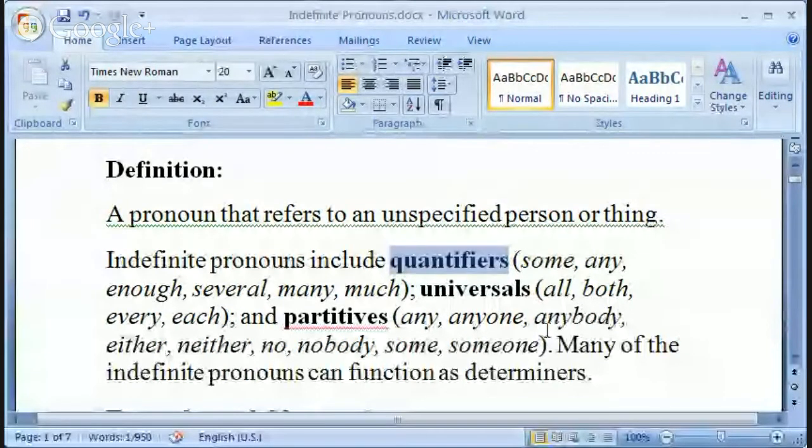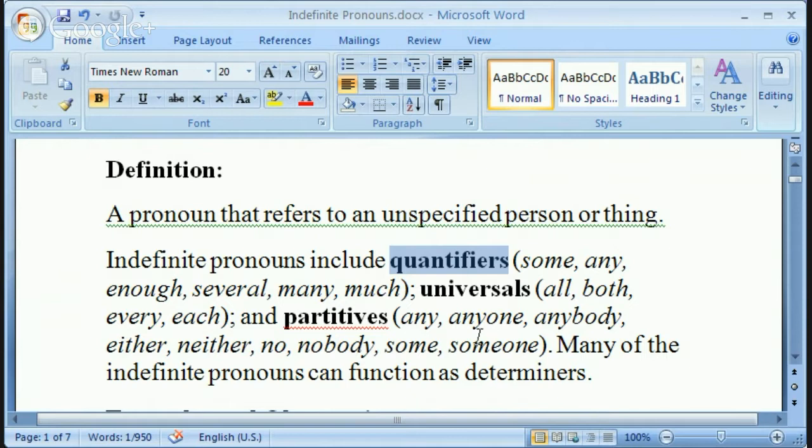Many of the indefinite pronouns function as determiners. What that means is when they're a determiner, I can say, for example, some people. Some people say, okay, that it's functioning with another noun. Many cats are in the yard. Okay, it's functioning as a determiner. It's used to indicate information about the noun.